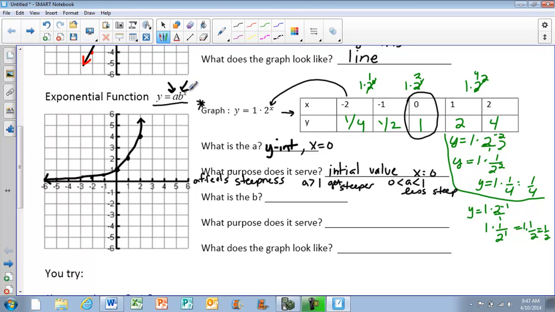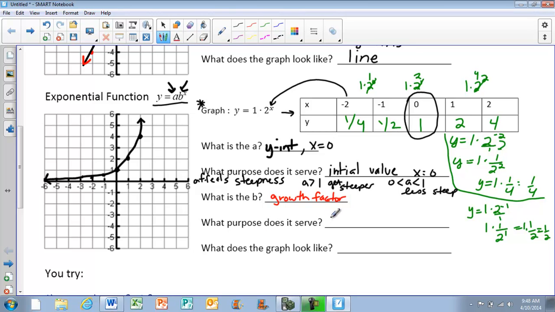Okay, so now we have A. What's the B? Well, B is the growth factor. It's going to tell us if we're going to be having decay or growth.